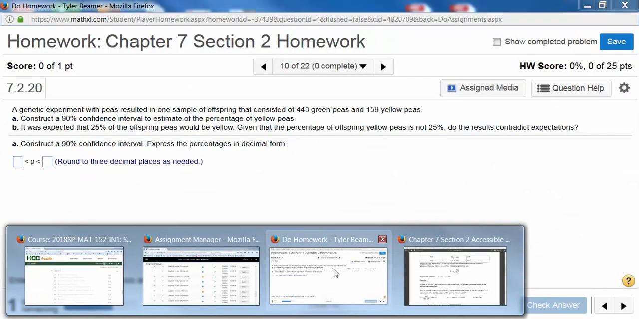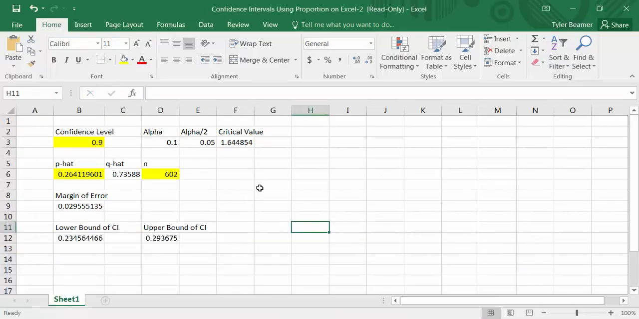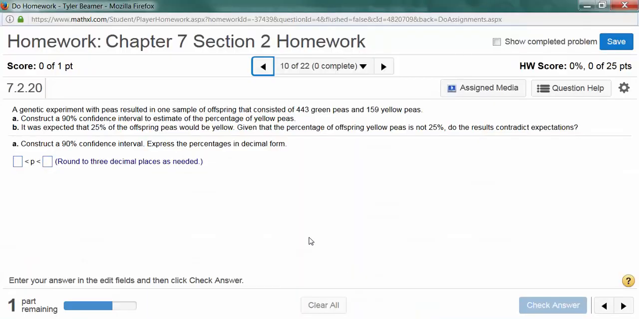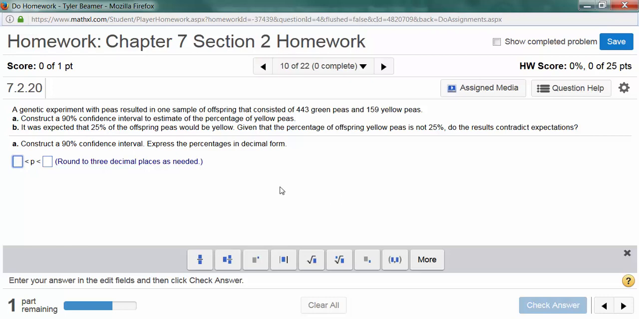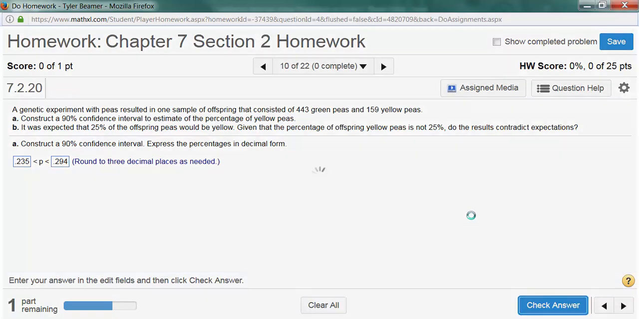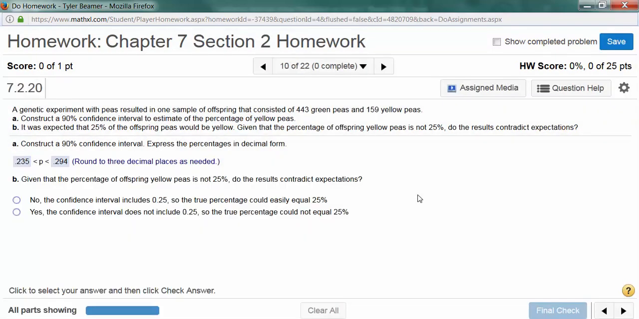Okay, so let's just make sure that we, so I'm going to write these values down real quick. And you want to be careful to round appropriately, so round to 3 decimal places. It also says express the percentages in decimal form, so you want to keep that in mind. Okay, so we got that part.